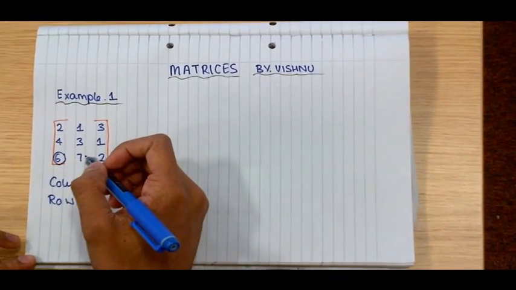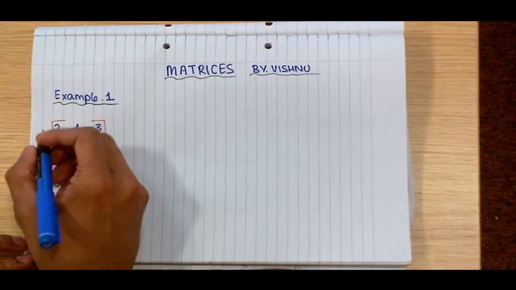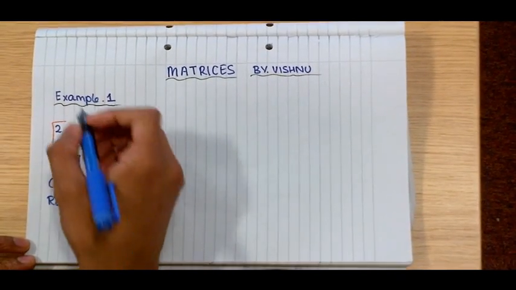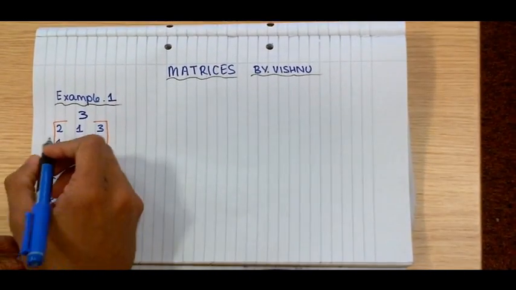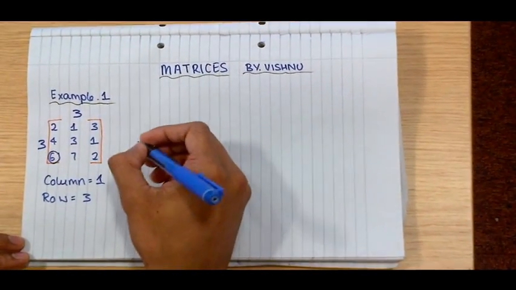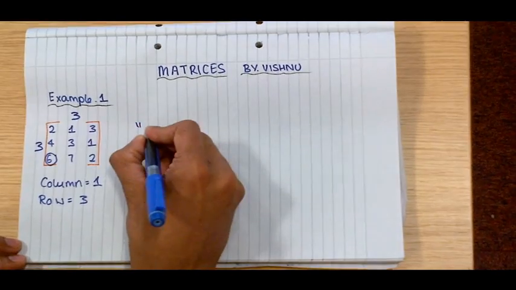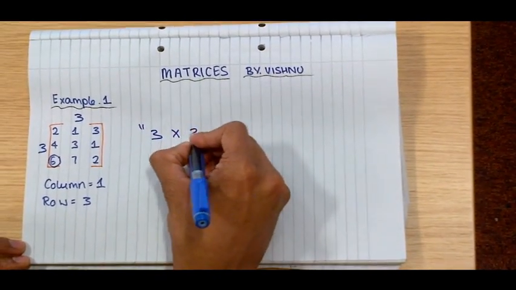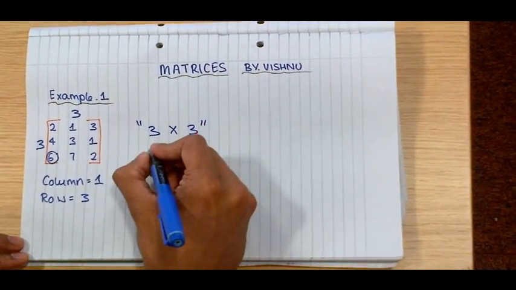In this matrix, for example, it has 3 rows and 3 columns. So 3 columns and 3 rows. So this is known as a 3 by 3 matrix.